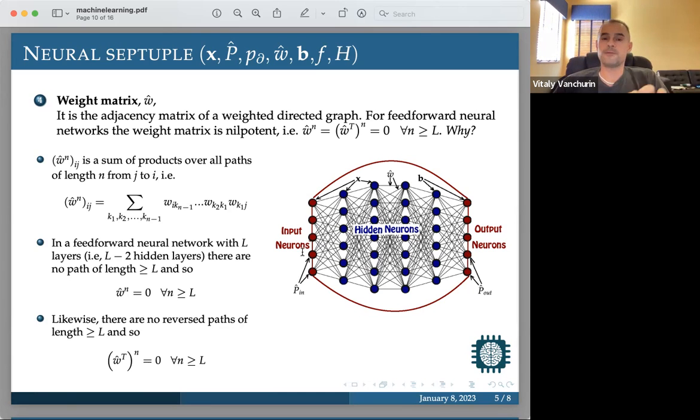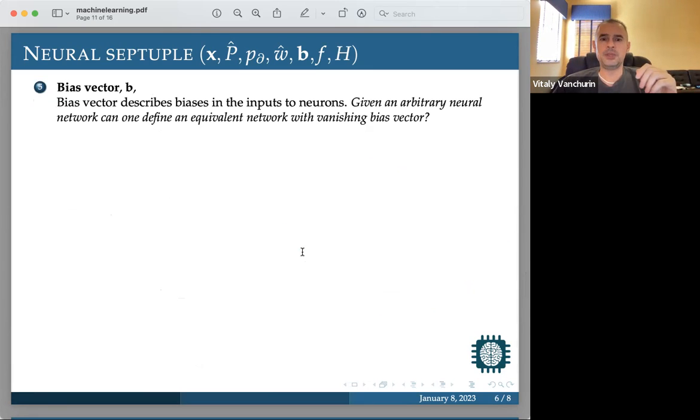We are four sevenths of the way through. Bias is often thought of as a simple generalization and may not be essential to be here. Why? Well, because I can always think about one neuron that is always in state 1, and then this neuron is connected to all other neurons by edges. And then bias is nothing but the value of the weights on those edges.